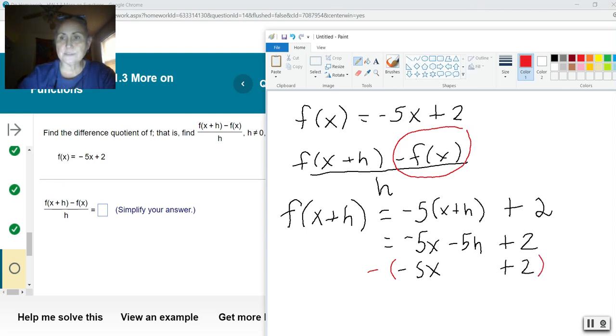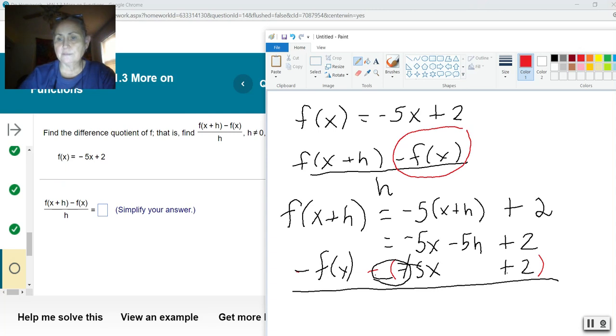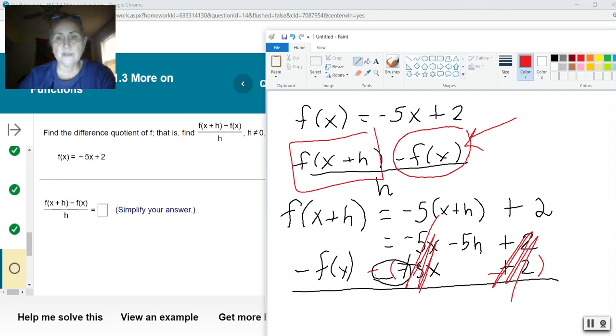Well, look what happens. Now we're doing the minus f of x part. This negative and a negative make a positive. This negative and this positive make a negative. And all that does is this: cancels that out and it cancels that out. So that's what this means. The second half of the formula means once you do this part, take away everything that you see that's in the original function. So I didn't even have to write this. I could just say, I've got to get rid of that and I've got to get rid of that.